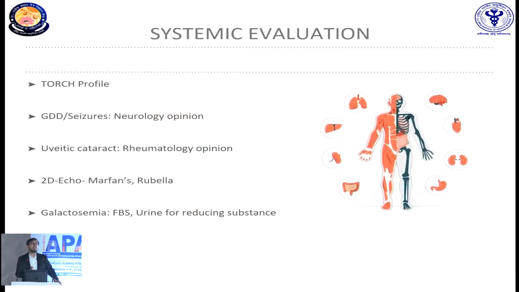Now, these children need to be made stable to undergo the surgery. So, systemic evaluation: if any history of seizures, then neurological consultation and anti-seizure medications. In cases of uveitic cataract, which we are receiving these days in large numbers, one must start biologicals or methotrexate or MMF. Then for the galactosemic patients, one has to go for urine and blood sugars.